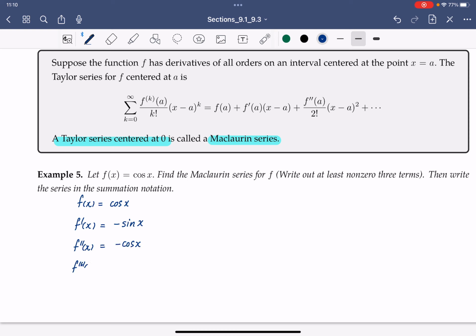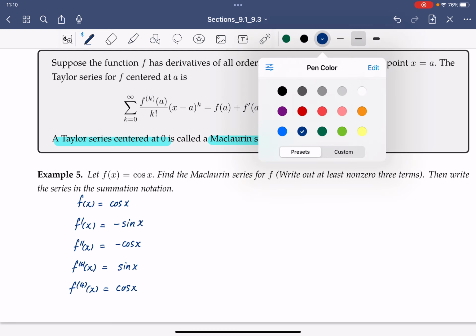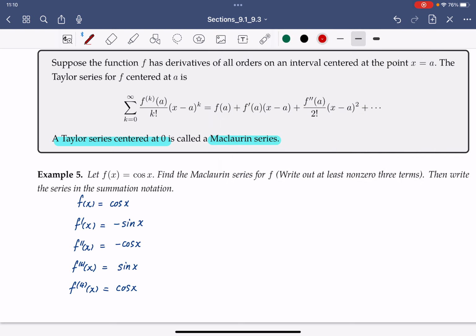And then you differentiate one more time, you get sine. Now after the 4th derivative, you're going to get back to the cycle. So differentiate sine, you get cos. So it is in the loop now. And then when you plug in, because you need the center at 0, this Maclaurin series means center at 0.